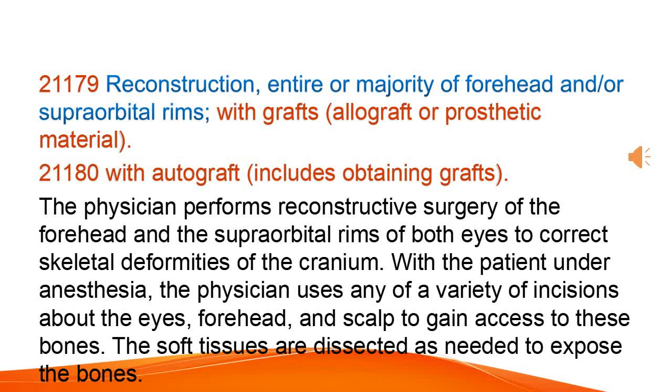Reconstruction, entire or majority of forehead and/or supraorbital rims, with grafts, allograft or prosthetic material. With autograft, includes obtaining grafts. The physician performs reconstructive surgery of the forehead and the supraorbital rims of both eyes to correct skeletal deformities of the cranium. With the patient under anesthesia, the physician uses any of a variety of incisions about the eyes, forehead, and scalp to gain access to these bones. The soft tissues are dissected as needed to expose the bones.